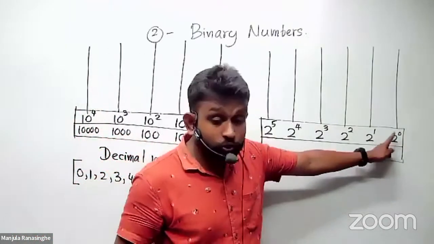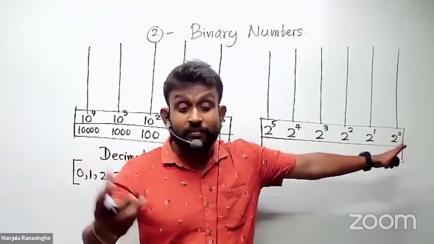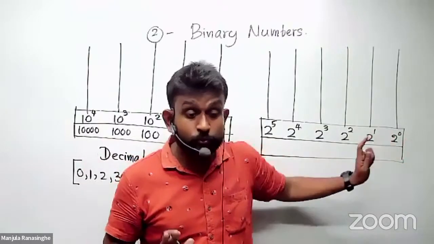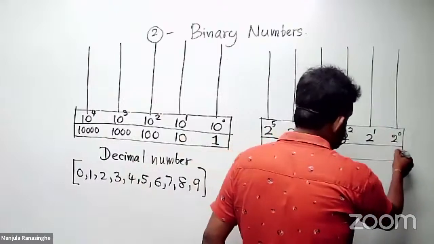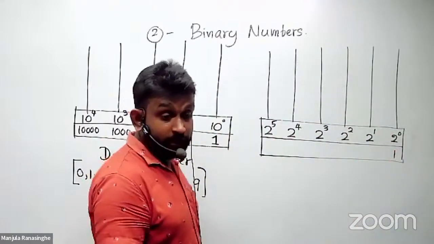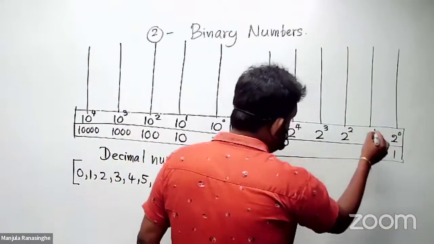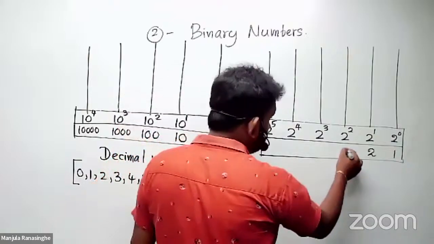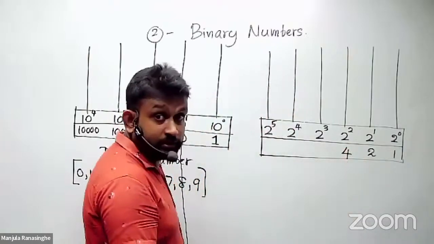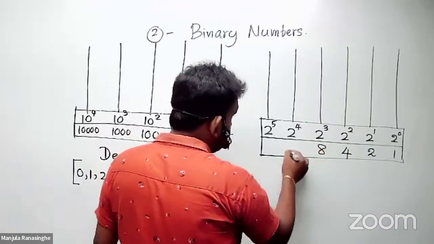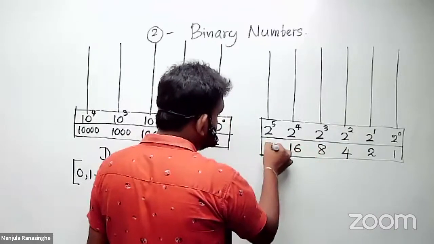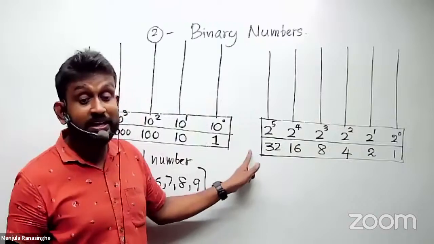2 to the power 0, right? Any base except 0, raised to the power 0, is 1. So here the answer is 1. And 2 to the power 1 means 2. 2 to the power 2 means 2 into 2, 4. Then 2 to the power 3 means 2 into 2 into 2, 8. Here 16. Here 32. So this is not ending up here.